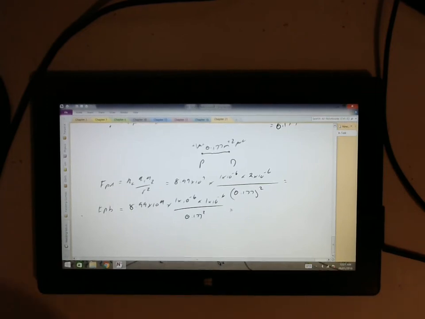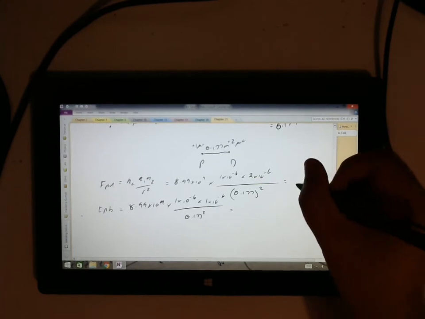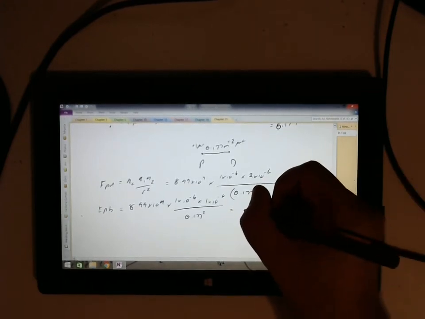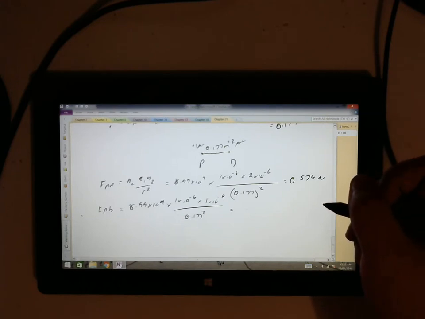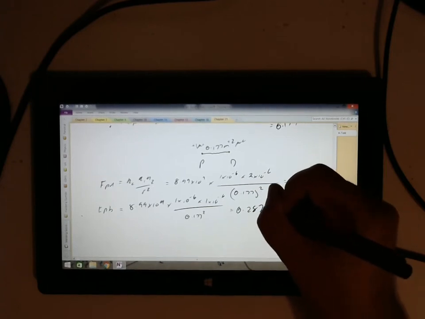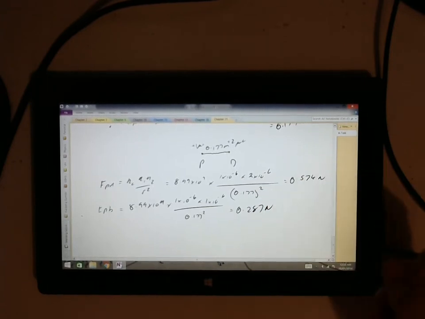Okay, if you're using a web program to do calculations, always double check that you've actually put it in right by looking at the input interpretation part of it. And it is this very long repeating decimal, but that's okay, we only want the first little bit. 0.574 newtons. And now I will change the 2 to a 1. And that's going to give me 0.287 newtons.